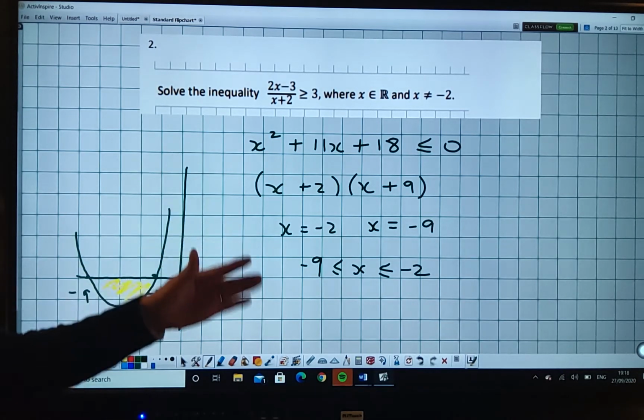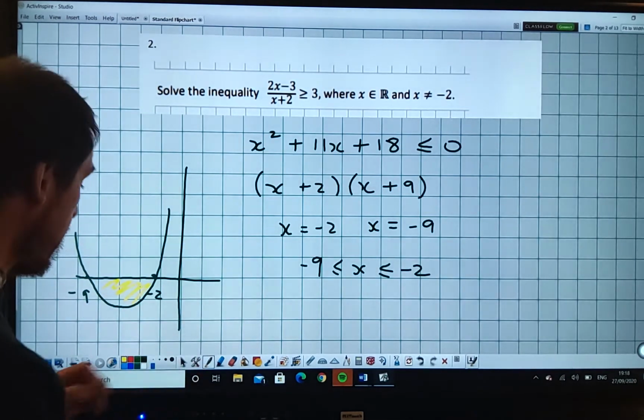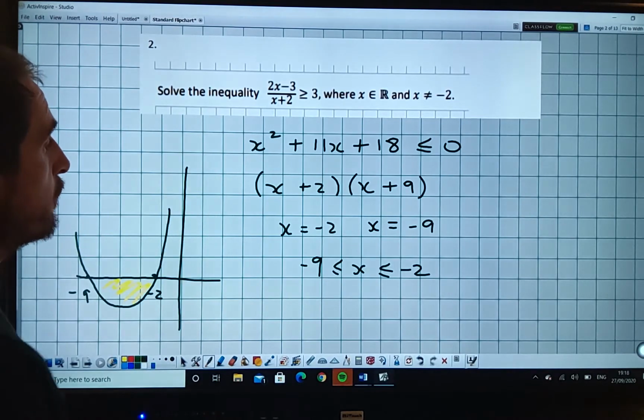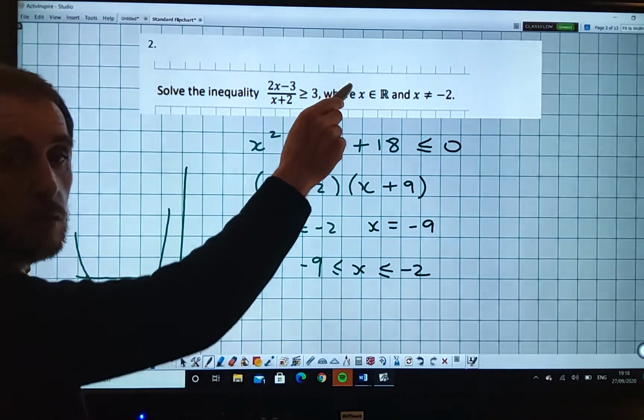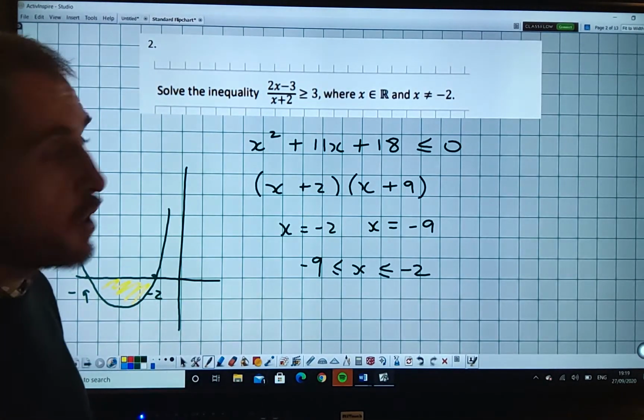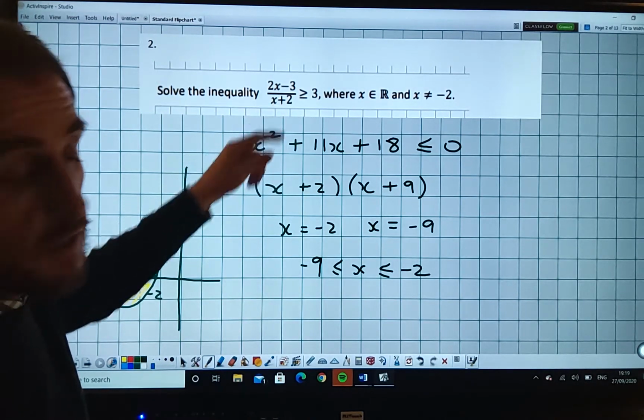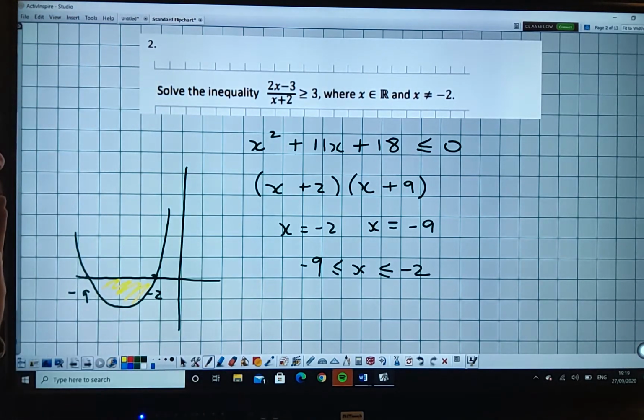So there's a little bit more to these than you think. There always is a little catch or two in them. But the most important thing to remember is you're multiplying by x plus 2 squared on both sides. Because that means you're multiplying by a positive and still being able to get rid of this here, or get rid of the fraction.